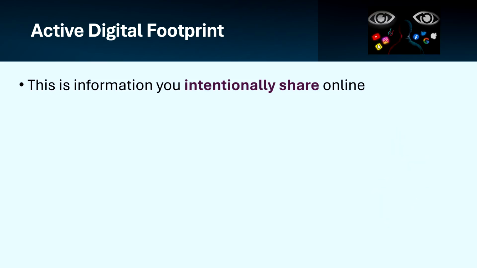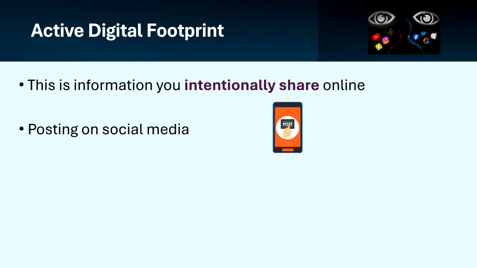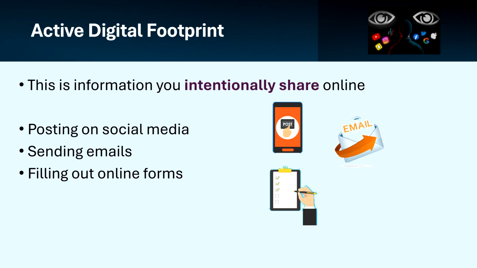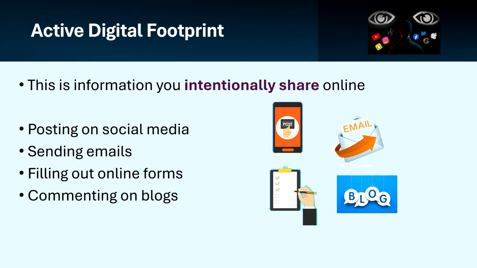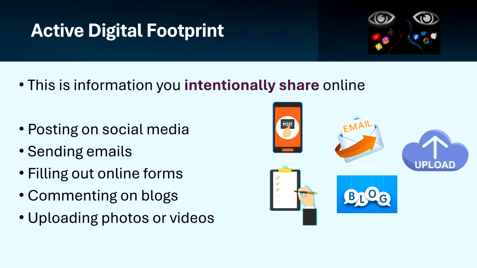There are two types of digital footprint. The first we will explore is the active digital footprint. This is information you intentionally share online. You could post on social media. You could send an email. You could fill out an online form. You can comment on a blog, and you can upload your photos or videos. This is something that you intend to do. You have that choice.